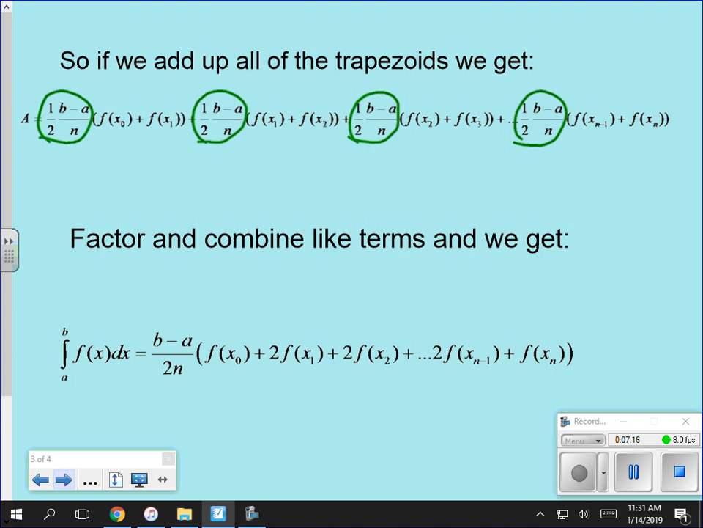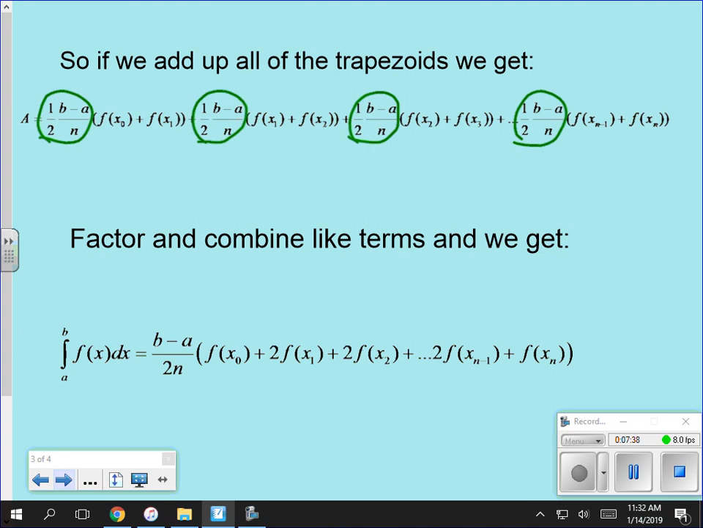Once we pull that common factor out, what are we left with? We're left with all the bases. We have the first one once, the second one twice, the third one twice, the fourth one twice, etc. The penultimate one we have twice, and then the last one we have once. And that gives us our trapezoid formula.